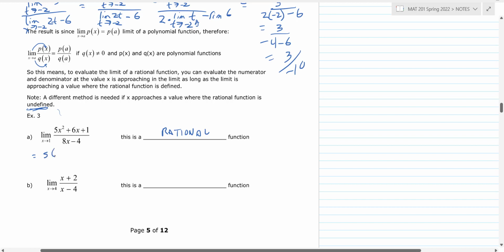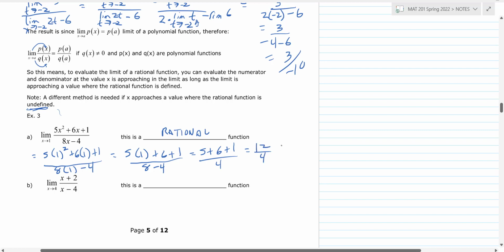So we're going to do 5 times 1 to the second plus 6 times 1 plus 1 all over 8 times 1 minus 4. So that will be 5 times 1 plus 6 plus 1 all over 8 minus 4. So the numerator is 5 plus 6 plus 1, denominator is 4. So that would be 12 over 4. So the answer to that limit is going to be equal to 3.